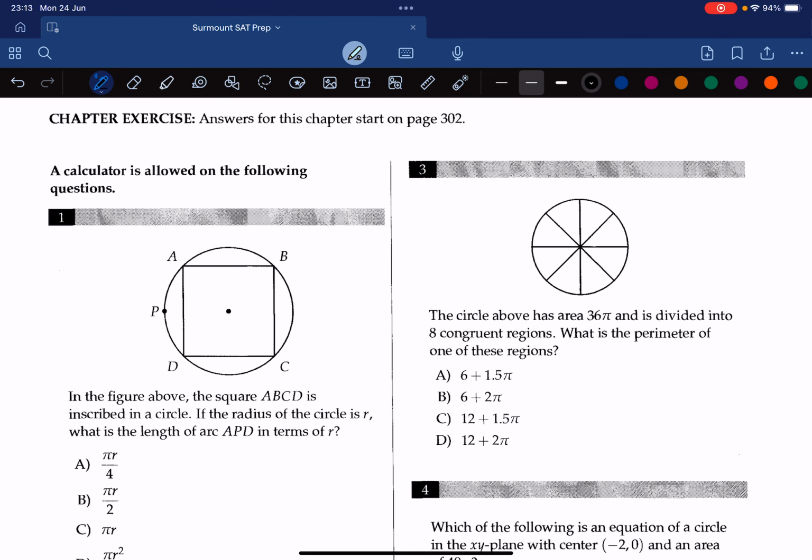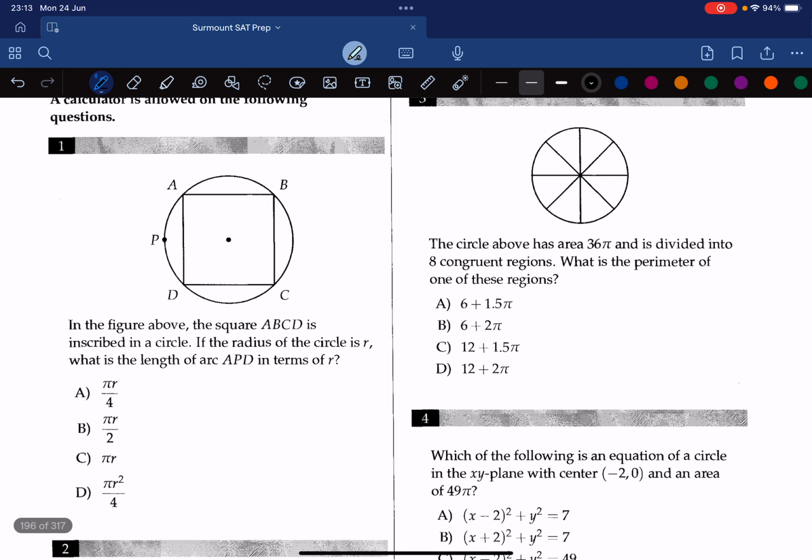Today we're tackling chapter 21, circles, of the College Panda Math book. Let's start with question 1. There is a square ABCD in an inscribed circle. If the radius of the circle is r, what is the length of arc APD?